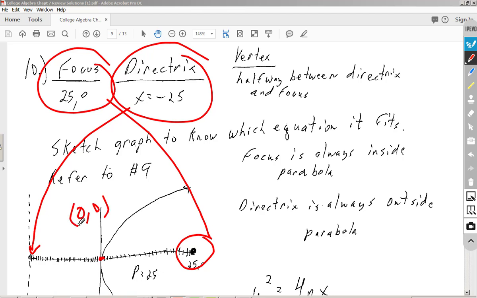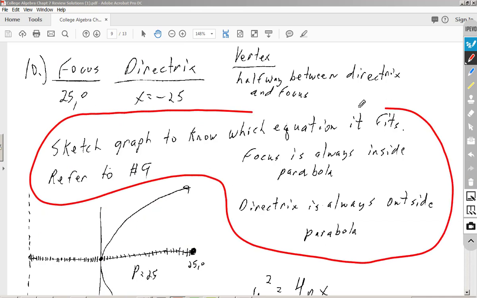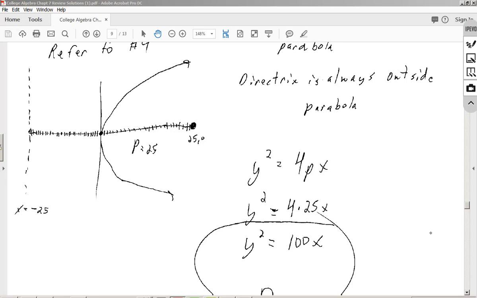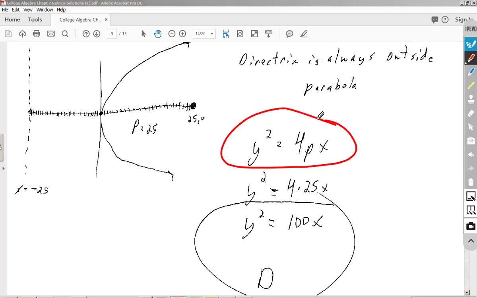And because you know that your focus is always on the inside of your parabola, and the directrix is always on the outside of your parabola, that's why it's going to be opening to the right. Now that you know that, you can go back to problem number 9 and see that it matches up with your y squared equals 4px equation. So remember, you're going to have to memorize those shapes from number 9 to figure out which equation is being used here. So I wrote down my equation right here. My equation is y squared equals 4px.